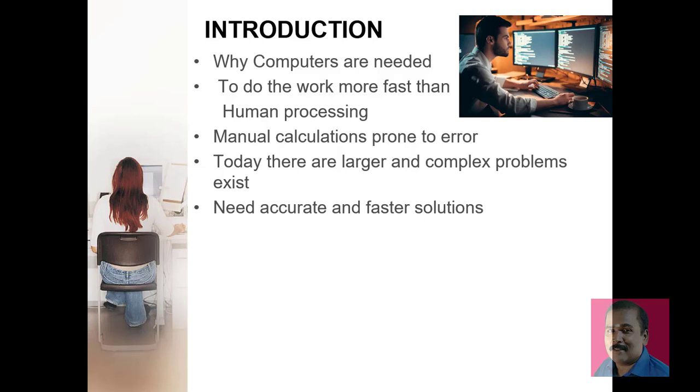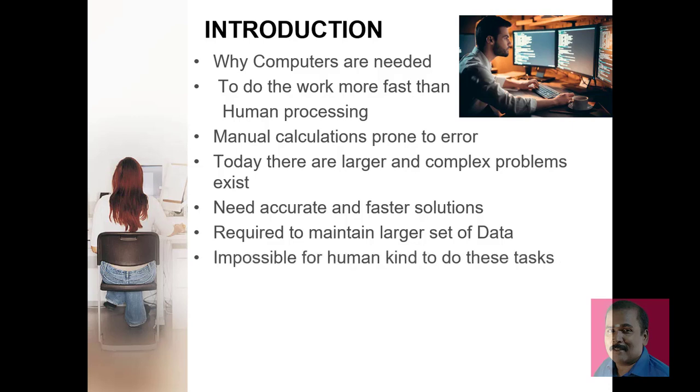So by considering all these things, there are some needs. We need accurate and faster solutions. Moreover, as a human brain, we cannot store a huge amount of data in our brain. So the major need for using a computer is to maintain a larger set of data. These tasks are impossible for humankind to do. That means to do your work faster and produce a nearly exact, that means accurate, solution. So these concepts led to the emergence of a device. What is that? Computer.